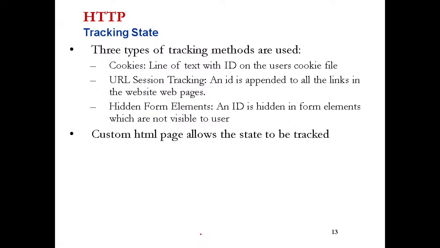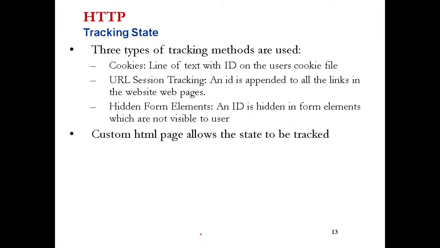URL session tracking: an ID is appended to all the links in the website's web pages. Hidden form elements: an ID is hidden in form elements which are not visible to the user. Some hidden information is also there. Some hidden elements are also there on the website.